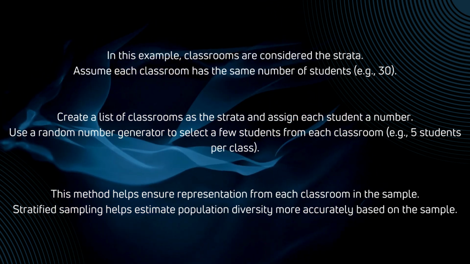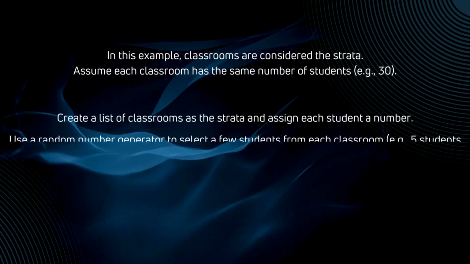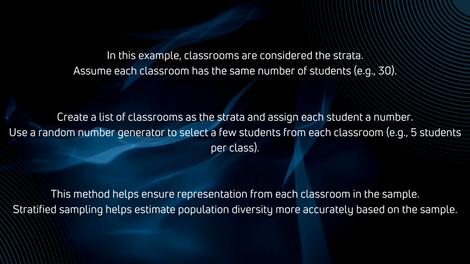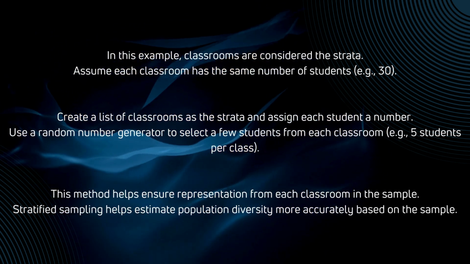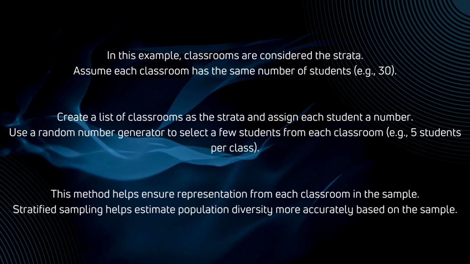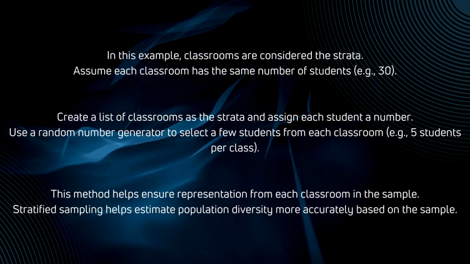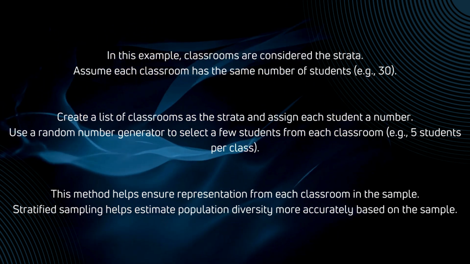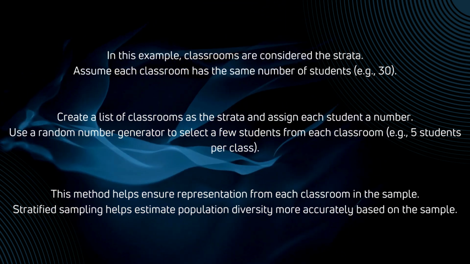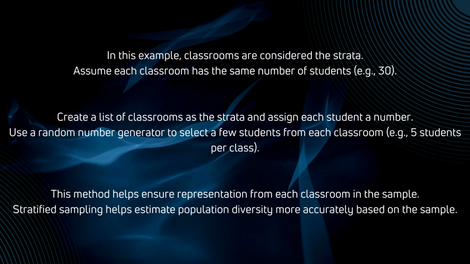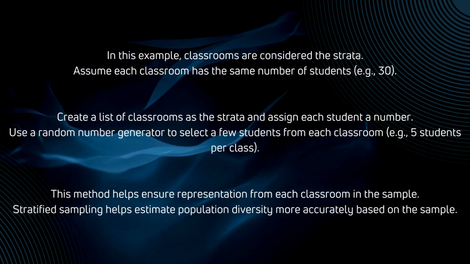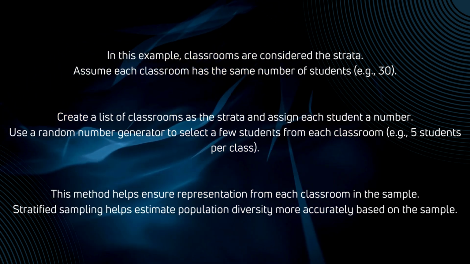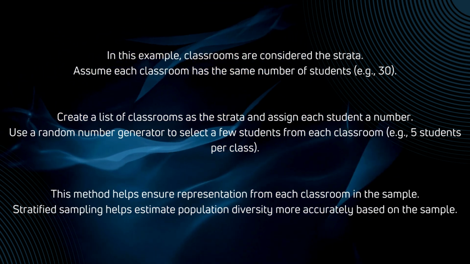Then we randomly sample from each category. A strata is a group, so we divide the population up into groups called strata. Then we use either technology, a pendulum, or dice to take samples from each strata.